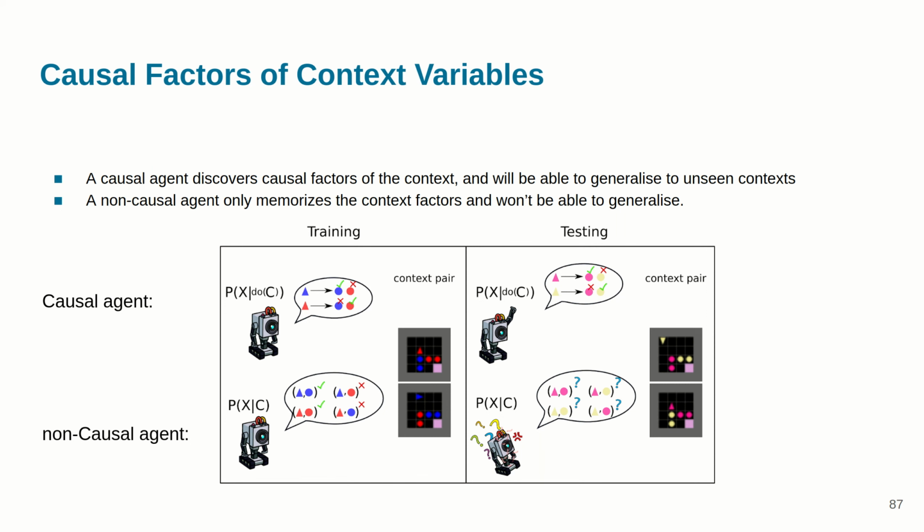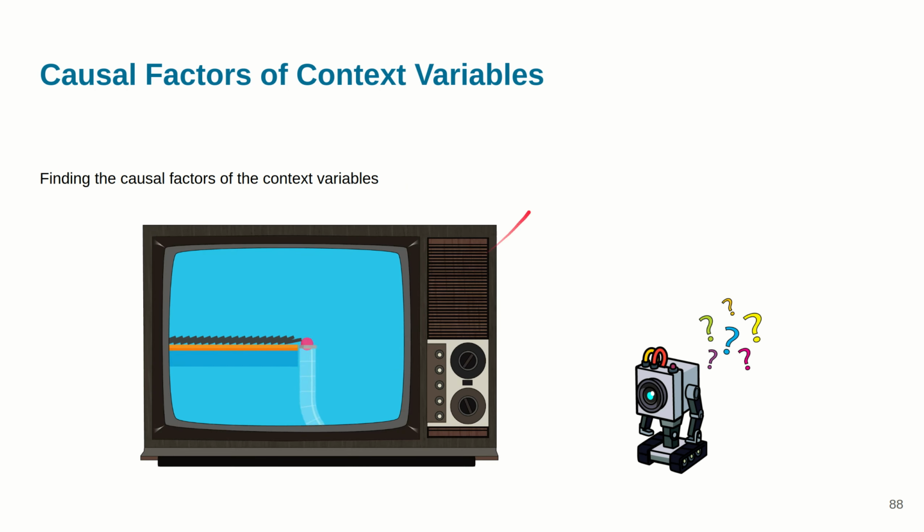So actually, we would like to test this hypothesis in an experiment and see to what extent this is true, and also if we can design a mechanism that allows the agent to discover the relation between factors. And our goal is to actually build a mechanism into the agent that is able to discover the causal factors of the context variable.